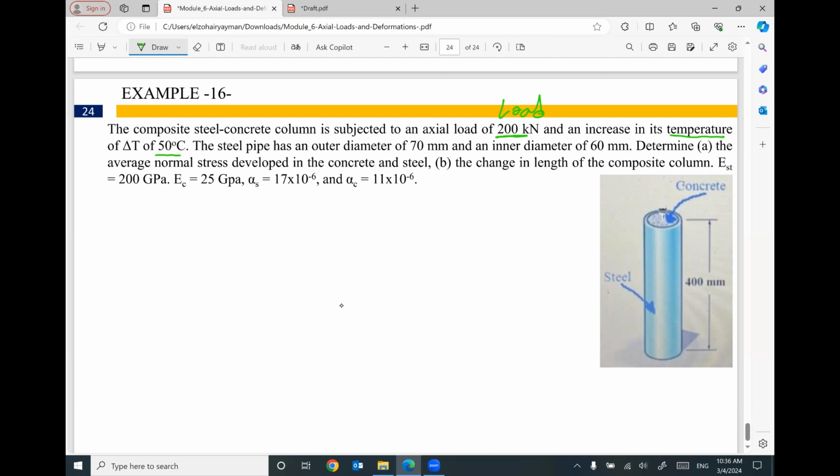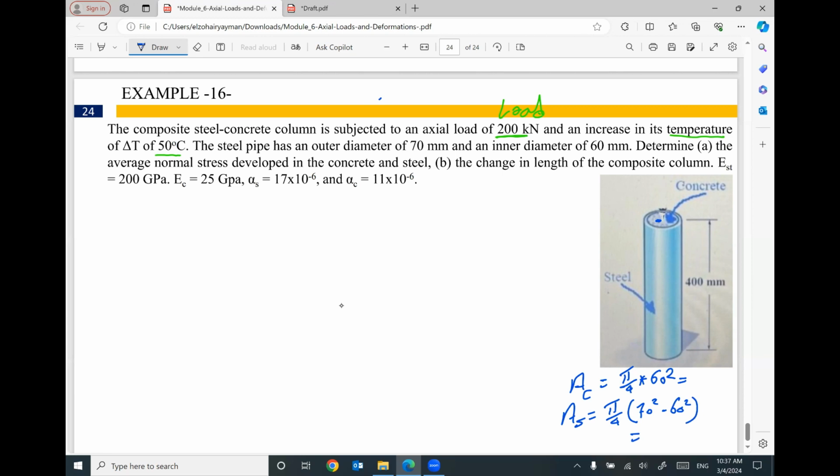So first of all, I will solve this problem two times. One due to the effect of temperature and the second one due to the effect of the applied load. Which one is first? It's up to you. But before starting, I would like to figure out the area of concrete, which equals the inner area of the circle, π/4 times 60 square. The area of steel equals π/4, the outer circle 70 square minus the inner circle 60 square.